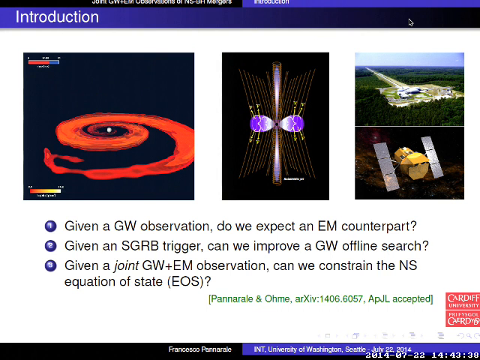It evolved into an SGRB, a short gamma ray burst. So we have a trigger from our EM friends. How can we improve an offline search of gravitational waves for following that trigger for black hole neutron star systems?